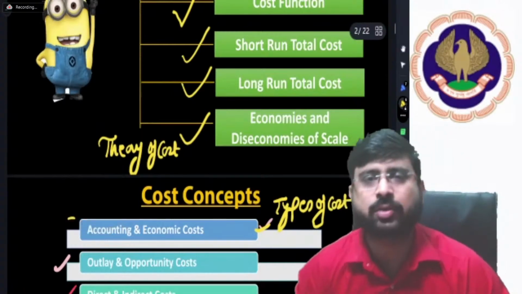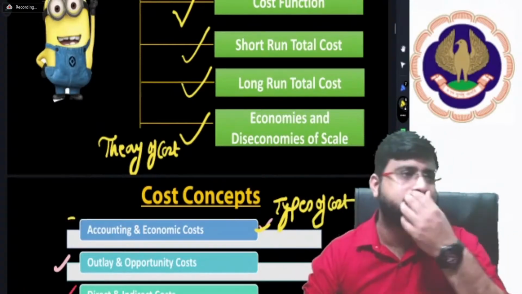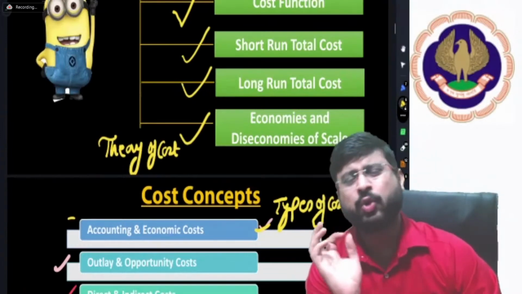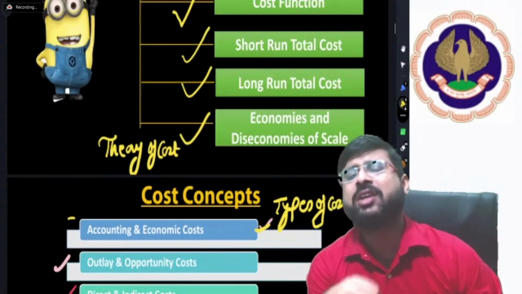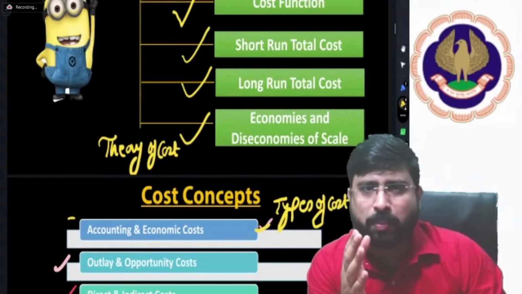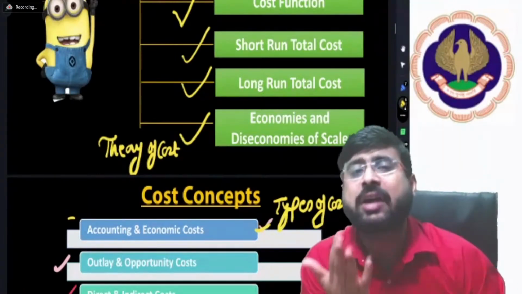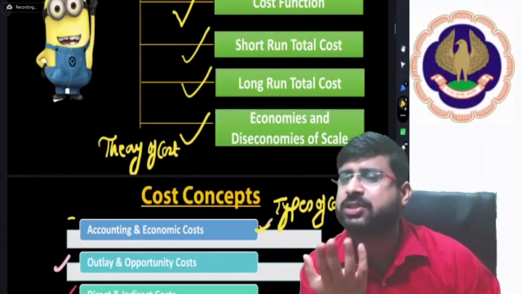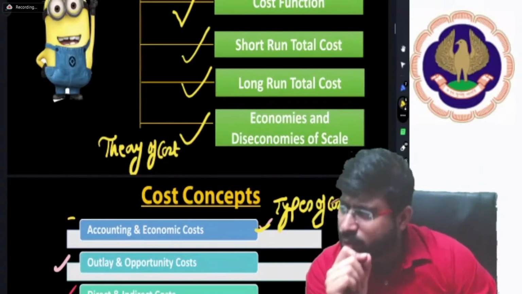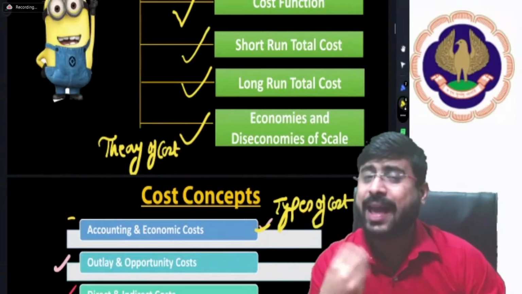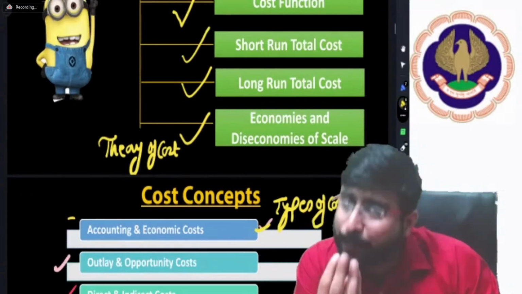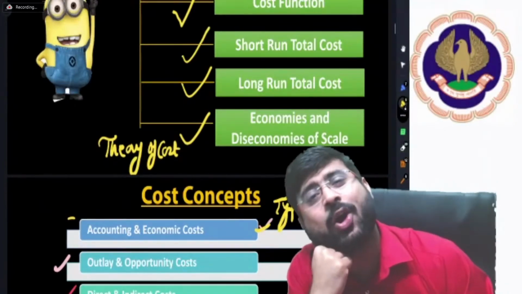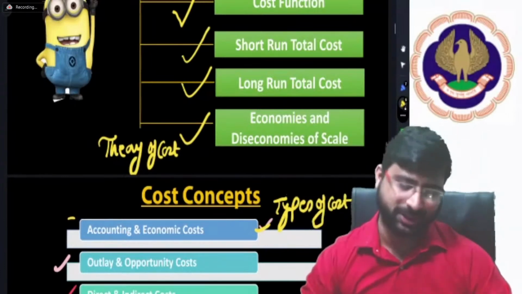What is explicit cost? My dear friends, suppose you have a chips factory. You buy some raw materials, you pay your staff some salaries. In all these cases, you have to pay the amount. You have had actual outflow. You have to actually pay the amount of money. Yes or no? Yes, sir. That is explicit or accounting cost or outlay cost.